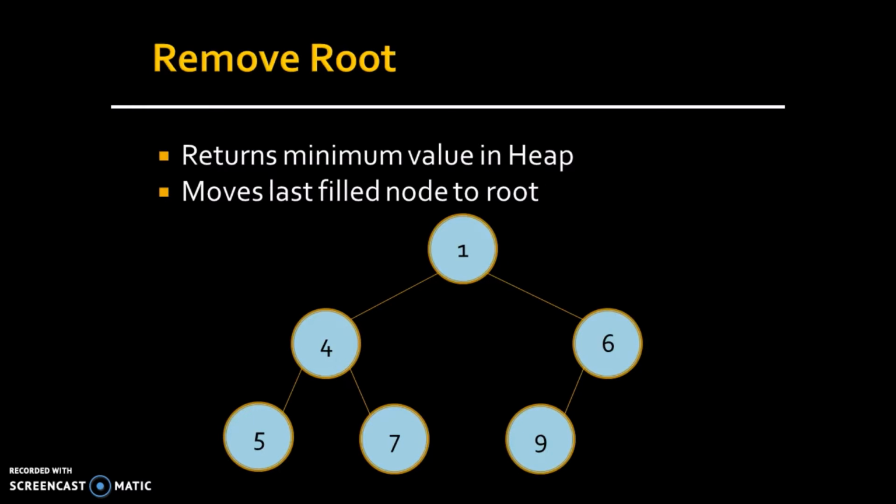Remove root is similar to add, although in some ways the opposite. It returns the minimum value in the heap, which is always the root, and then moves the last filled node to the root using the same algorithm for finding the last node. The purpose of this is to be able to use the minimum value in the heap. It's been stored and now you can pull it out and use it, and then you move the last node into the root so that you can resort it back into a complete binary heap.